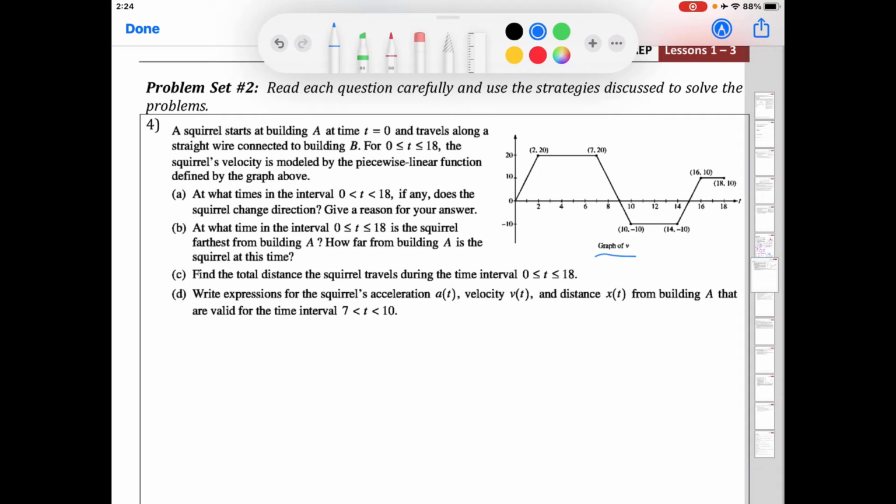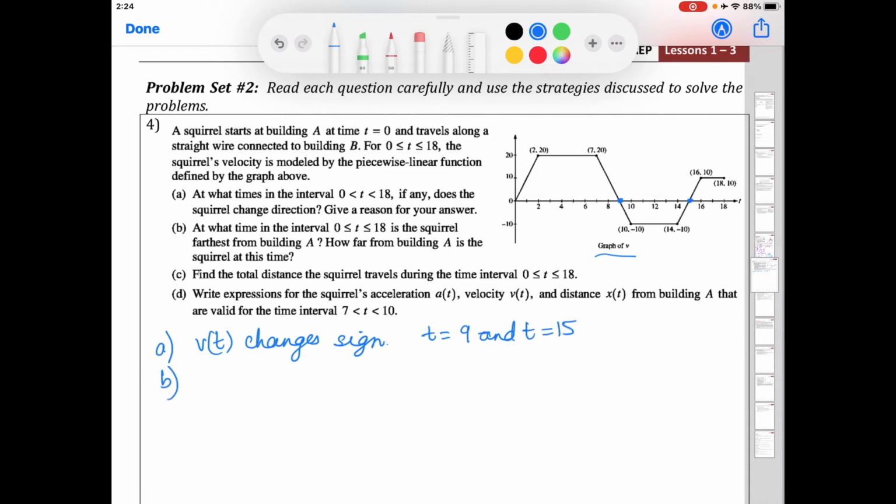Then for part A, it's asking: at what time in the interval between 0 and 18, if any, does the squirrel change direction? By definition, it changes direction when velocity changes sign, when v of t changes sign. Since this is a velocity graph, we are looking for where it goes from positive to negative or negative to positive, above the axis to below or below to above, which is at t equals 9 and t equals 15.